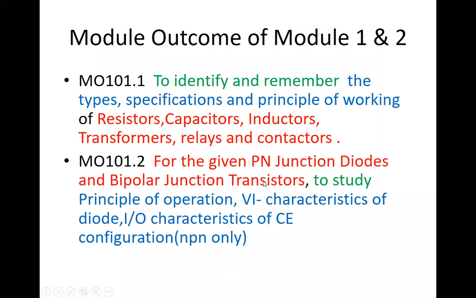So how will I write the module outcome for that? For the given PN junction diodes and bipolar junction transistors, these are the conditioned parts now. To study, this is the action verb. Principle of operation, VI characteristics of diode, IO characteristics of common emitter configuration, NPN only. So this is the criteria now. What I've written in blue indicates the criteria, red indicates the conditions, and green indicates the action verbs.